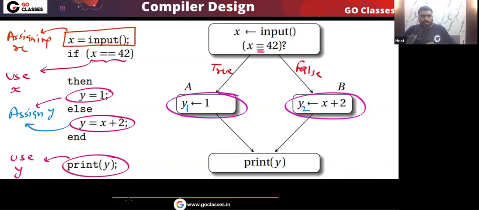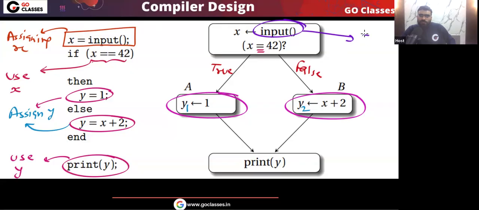What to put here? Is this question clear to everyone? See, very simple. If x is equal to 42, let's assume the input value is 42, then what will happen? Then this will be true, this will be executed, and you will print y1. Y1 will be printed.